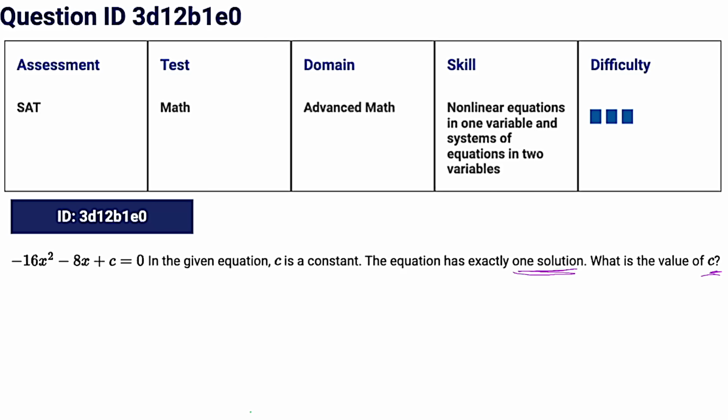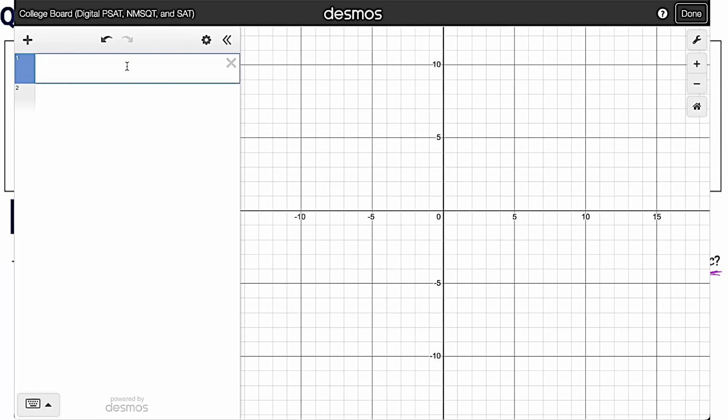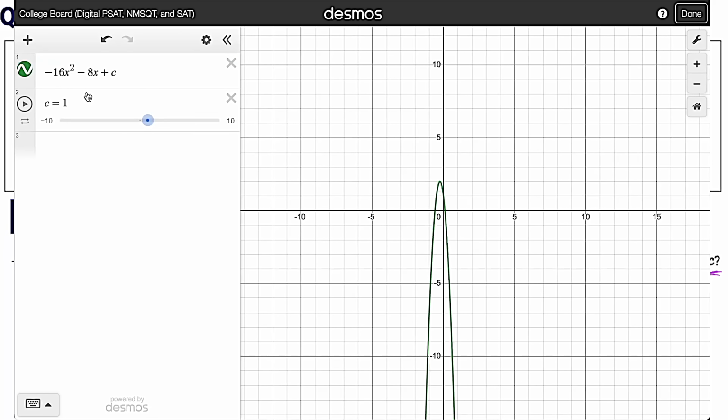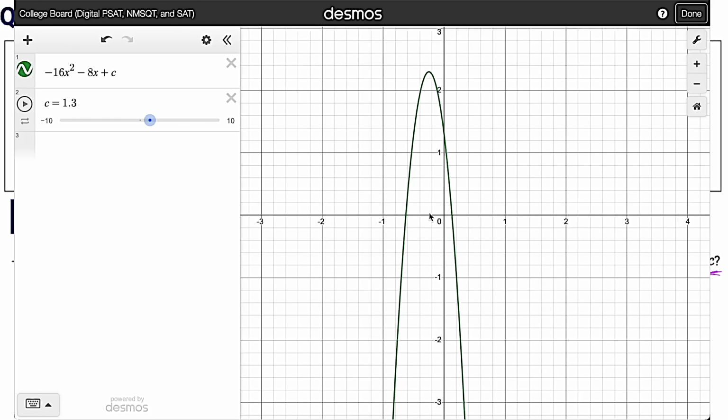So same thing, we're going to get Desmos out. We're going to put in our equation. This time we have negative 16x squared minus 8x plus c. And there it is, it wants us to add slider C. So this is where I think it really comes in handy, because as we move it around, you can see the graph is also moving around, which makes it really easy to spot when we get our vertex touching the x-axis, right? So I'm going to move it.